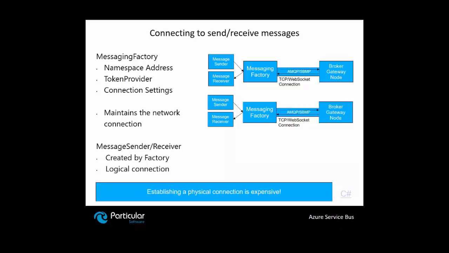It's also very important to think about when you're doing performance tuning, because one physical connection will only get you so far when it comes to message throughput. If you want to increase your throughput, you should increase the number of messaging factories, because that's what gives you the most benefit, as you get a new connection, maybe even to a different gateway node.